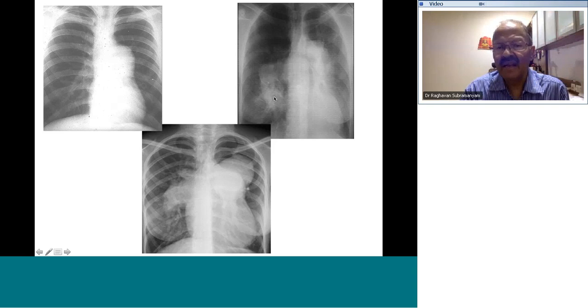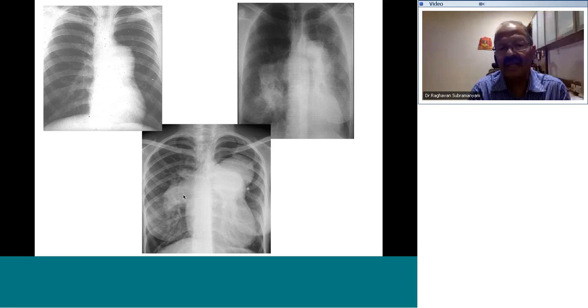A very dilated main pulmonary artery, a very dilated right pulmonary artery, and a left pulmonary artery. These are different patients, of course. So huge annulus on main pulmonary artery. That's an example of pulmonary hypertension. Now, this is to show you the differences.